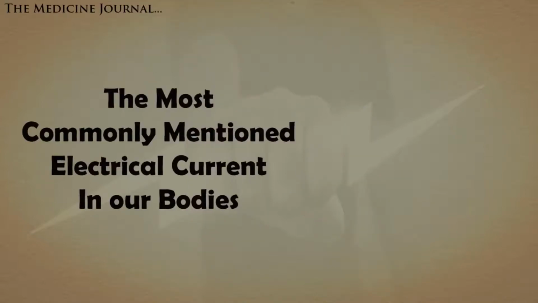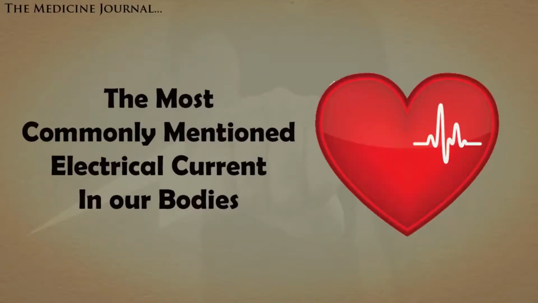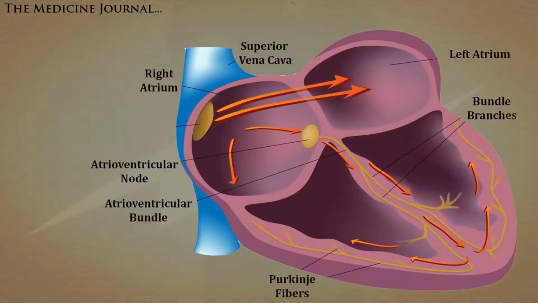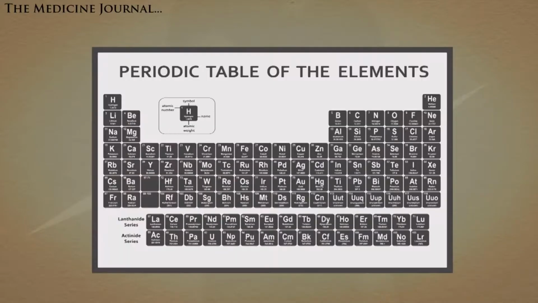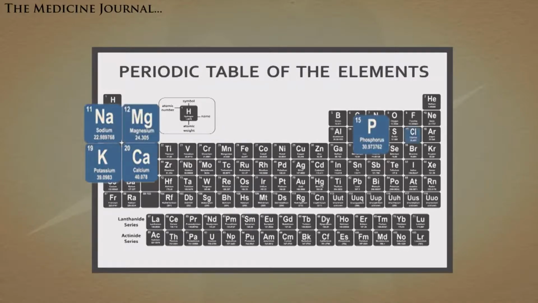Arguably, the most commonly mentioned electrical current within our bodies is the heart rhythm. Hearts contain, within them, a grouping of cells known as your sinoatrial node, or SA node. These cells within the SA node, sometimes called the pacemaker of the heart, contain electrolytes both inside and outside of the cells. The most common electrolytes within the body are sodium, potassium, calcium, magnesium, phosphorus, and chloride.